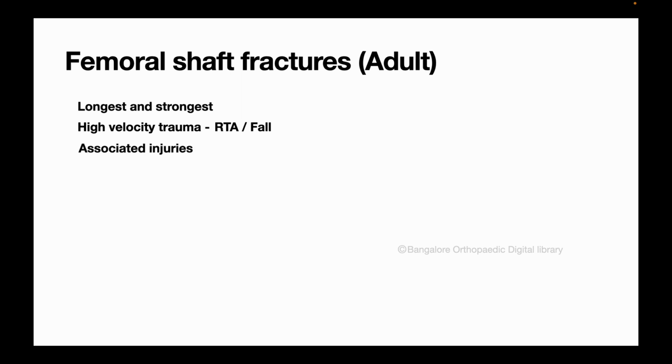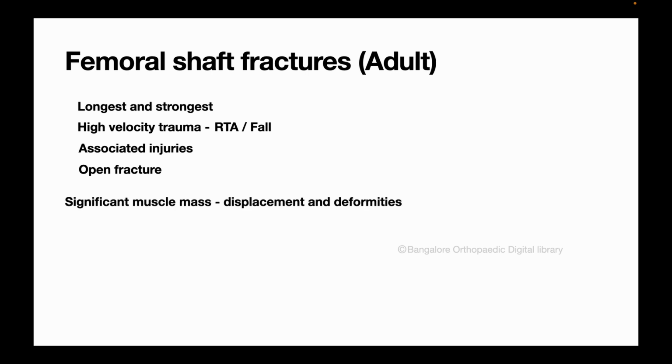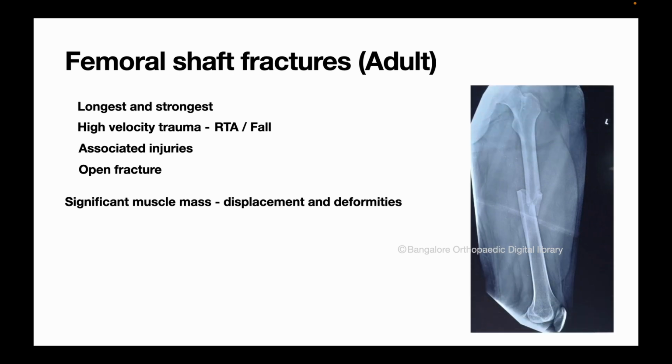There is a significant amount of energy transfer in causing a femoral fracture. For this reason, these are often associated with injuries to other limbs and organ systems. Femur fractures can also cause significant local soft tissue damage and hence lead to an open fracture. Large muscles surrounding femur lead to displacement of the fracture fragments, producing obvious deformities.